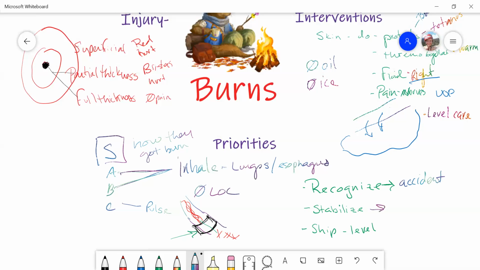We need to stabilize them. We need to look at, are they having a fluid shift? Is there enough skin breakdown that now we have issues with infection, thermoregulation, and pain? We need to stabilize them as much as we can. If we can't do anything, we need to keep them clean, not put ice on them, and ship them. The shipping can be the doctor's office, maybe the wound center, or it could be 911. So it can be kind of anything.